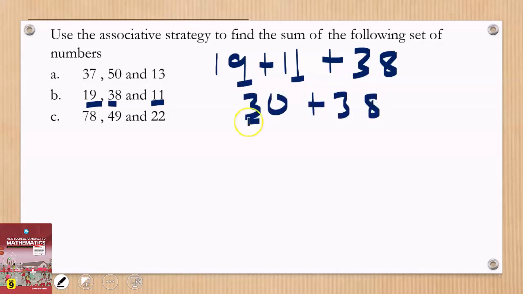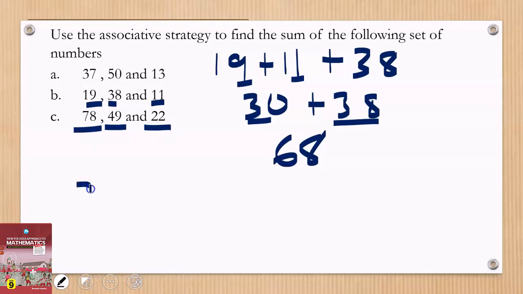Of course, if I'm adding 30 and 38, what I'm going to do is that I'm just adding 30 plus 30 is 60, then add 8 and get 38, and that becomes the answer. Finally, if I'm to do this plus this, I'll do the arrangement 78 plus 22, then plus 49.